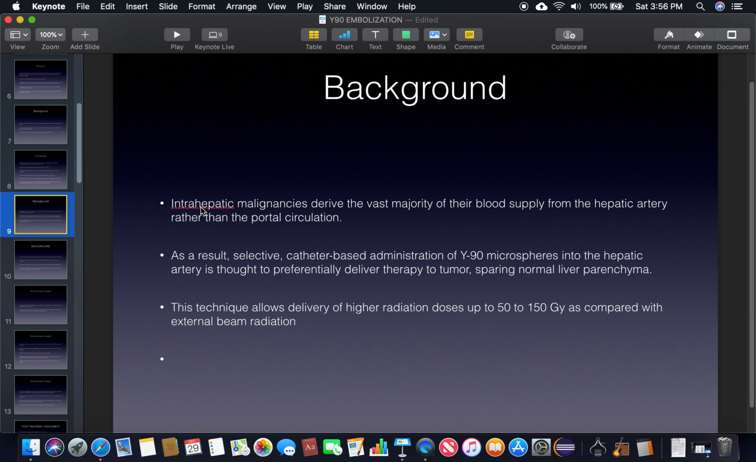Now, hepatic malignancies derive their blood supply from the hepatic artery, not from the portal vein. So, if selective catheter administration of yttrium 90 microspheres into the hepatic artery is done, it can spare normal parenchyma of the liver, whereas it will deliver the therapy only to the tumor, which is supplied by the hepatic artery. And by using this technique, one is able to deliver 50 to 150 grays. When we compare it to the external beam radiation therapy, we can only give 30 gray, whereas in this case, doses up to 150 gray can be delivered. So that's a great advantage.